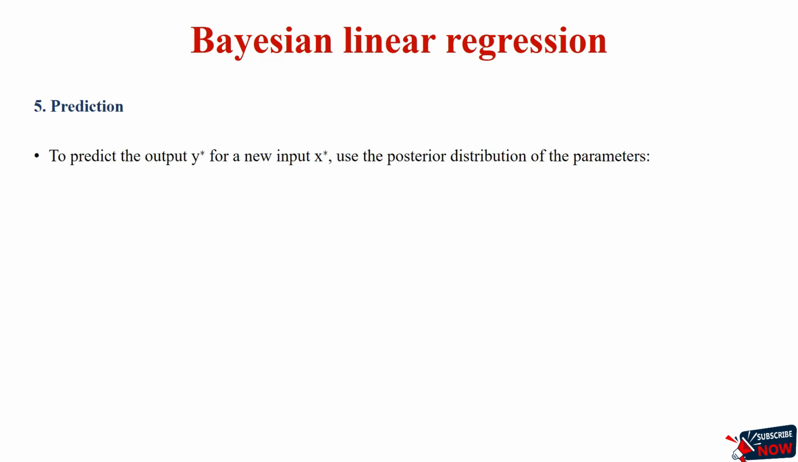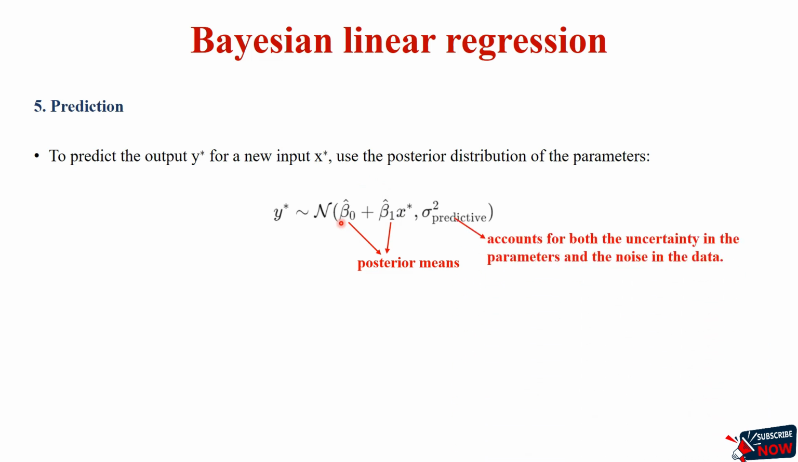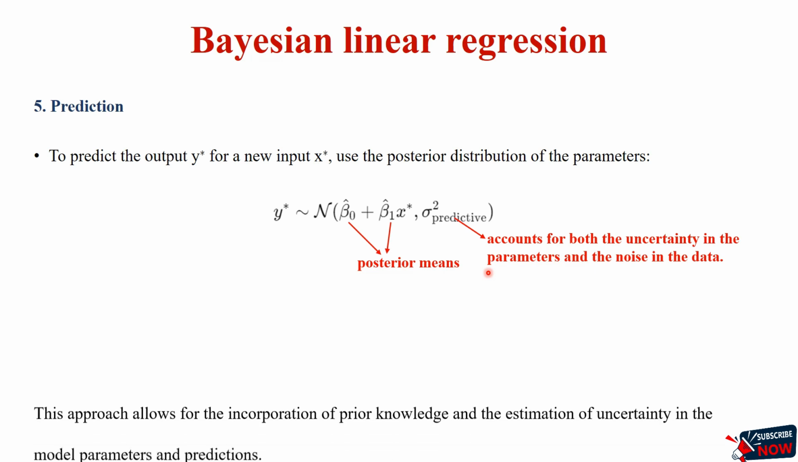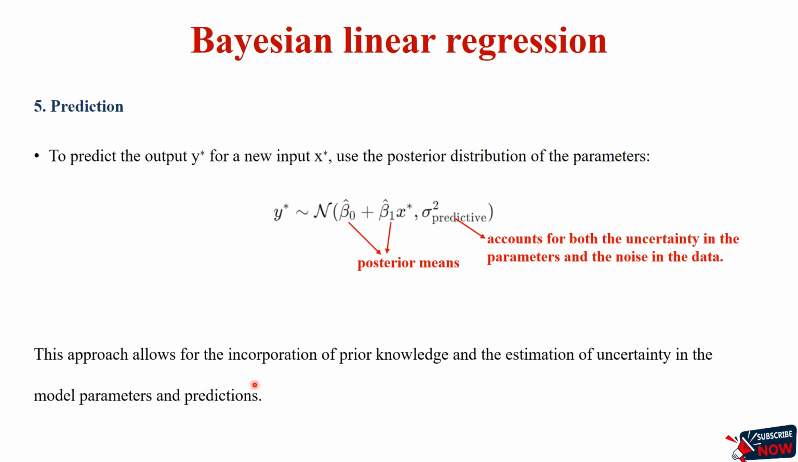Prediction. To predict the output y for a new input x, we can use the posterior distribution of the parameters. Y is represented in this way: normal of beta naught cap plus beta 1 cap times x, comma sigma squared, where beta naught cap and beta 1 cap represent the posterior means, and sigma squared includes both the uncertainty in the parameters and the noise in the data. This approach allows the incorporation of prior knowledge and the estimation of uncertainty in the model parameters and the predictions.